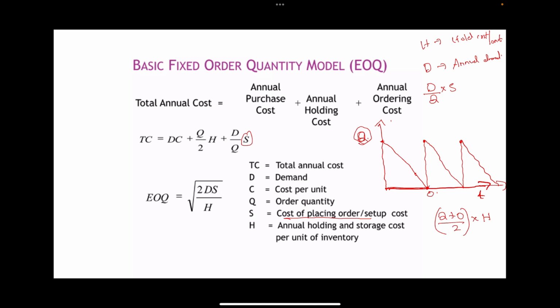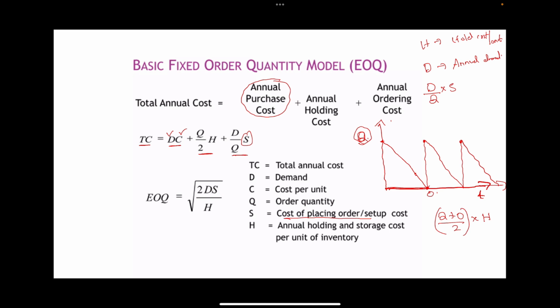So what is the annual purchase cost? Annual purchase cost means the total demand into cost per item, that is D into C. So the total cost comprises three components: the annual purchase cost plus the carrying cost plus the ordering cost.